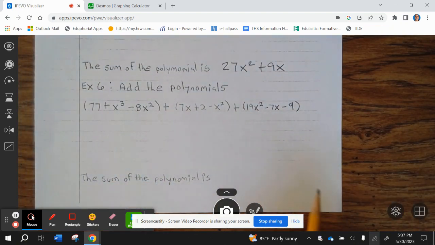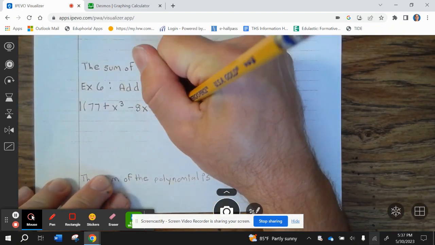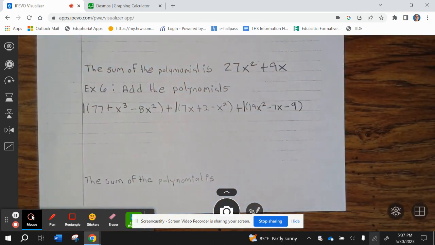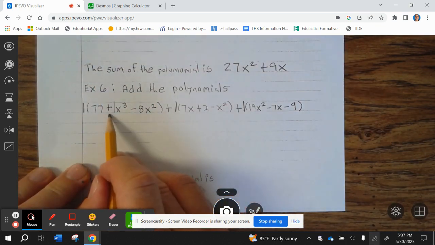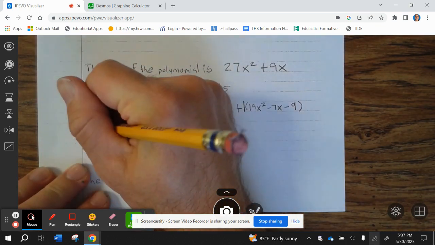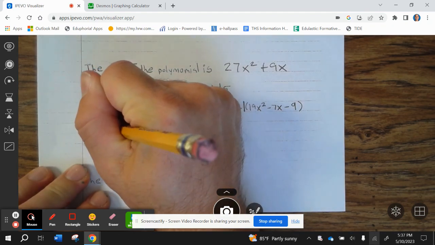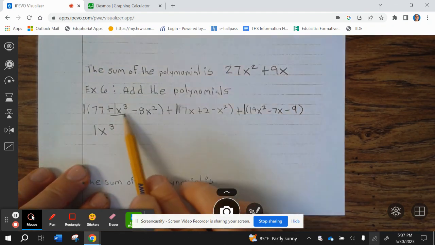All right, add the polynomials. So again, we're multiplying by 1, so we can ignore the parentheses. So put a 1 here. It looks like x cubed, so 1x cubed. Okay, we're done with that.